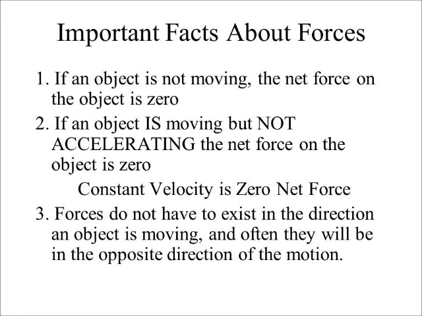The third one that goes along with that is that forces do not have to exist in the direction an object is moving, and often they will be in the opposite direction of the motion. Example of this, I roll a bowling ball down the bowling alley, and the ball is rolling forward, and typically students want to draw a force that's pointing forward while it's rolling. And in reality, the forces are actually up, down, and backwards. Forward would be the only direction that there isn't a force, and we'll talk about that when we do our force diagram.